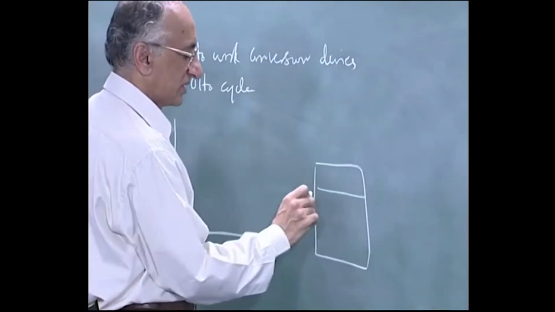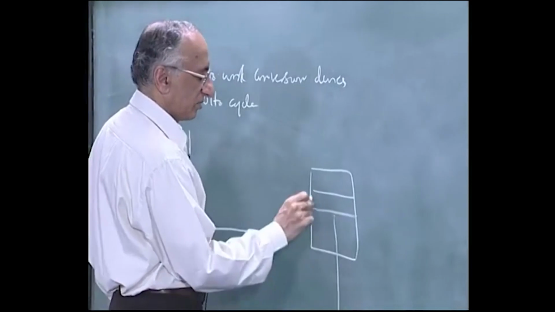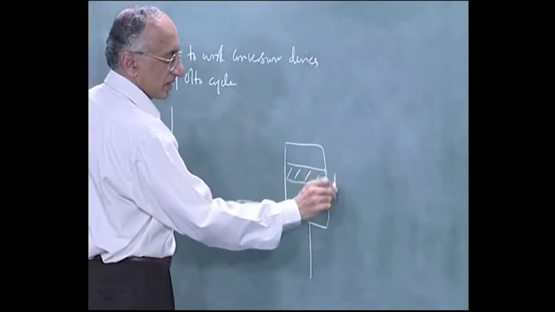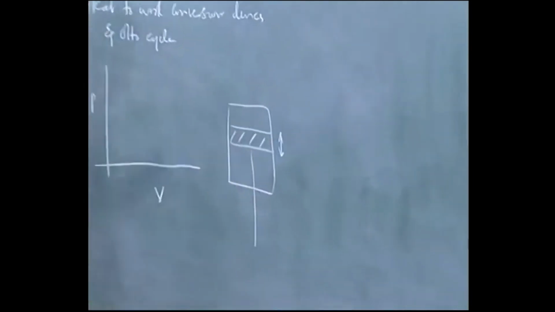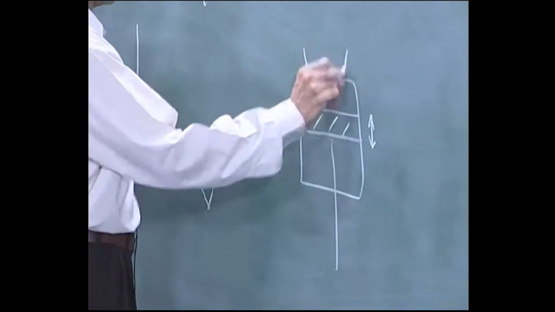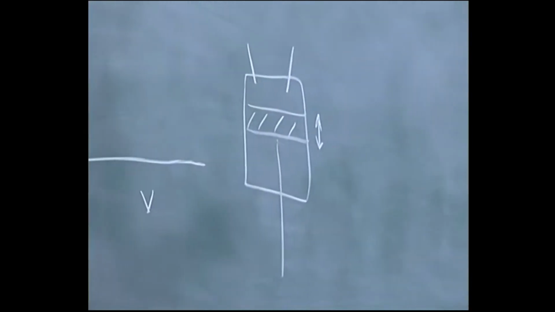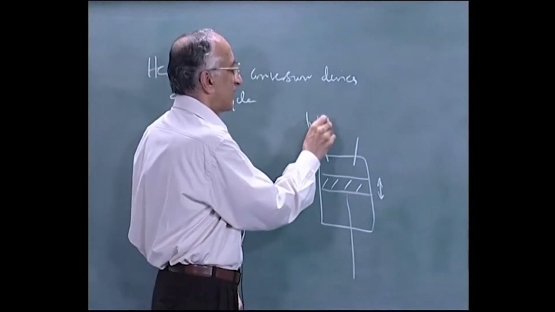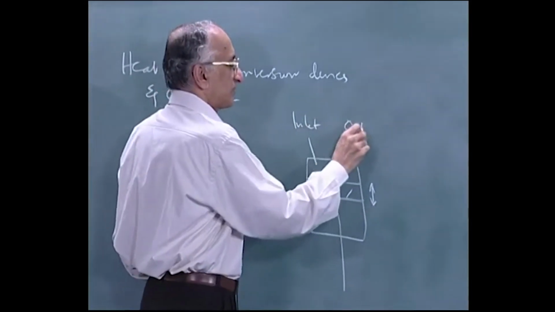What I have is a piston cylinder assembly. The piston moves up and down. The normal procedure is for you to have two valves. You can have now 16 valves or even 32 valves. Anyway, one is called an inlet valve, this is the outlet valve.